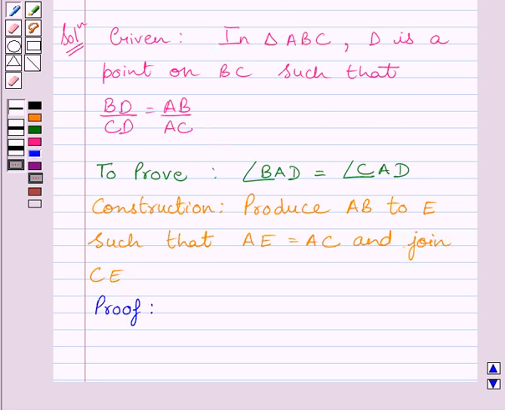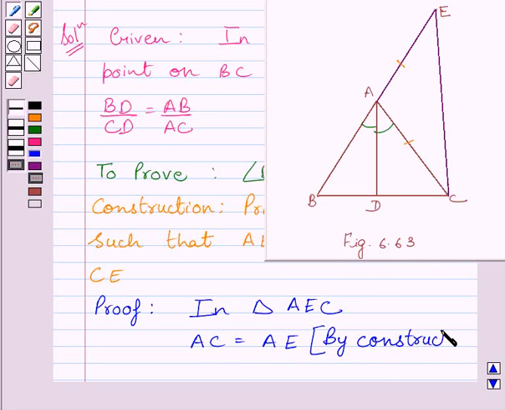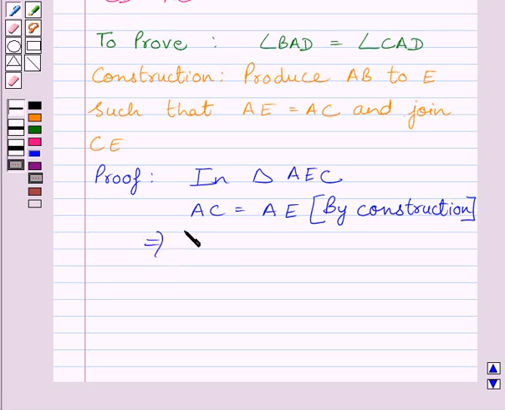Now let us start with the required proof. First of all let us consider triangle AEC. In triangle AEC, AC is equal to AE. We know by construction AC is equal to AE. Now this implies angle AEC is equal to angle ACE. We know in a triangle equal sides have equal opposite angles. So we can write this implies angle AEC is equal to angle ACE.